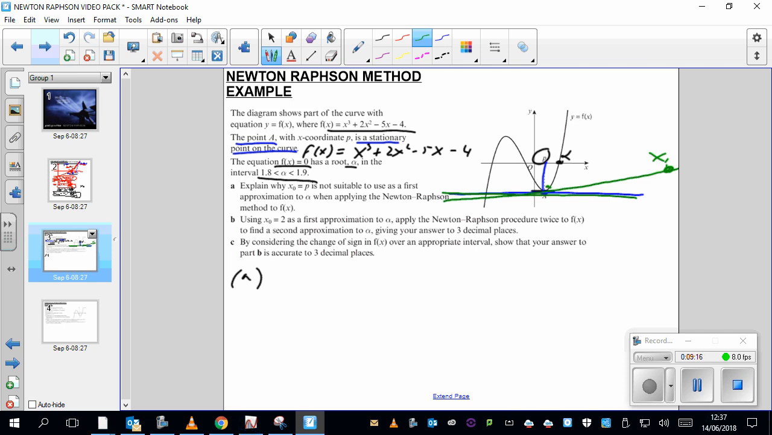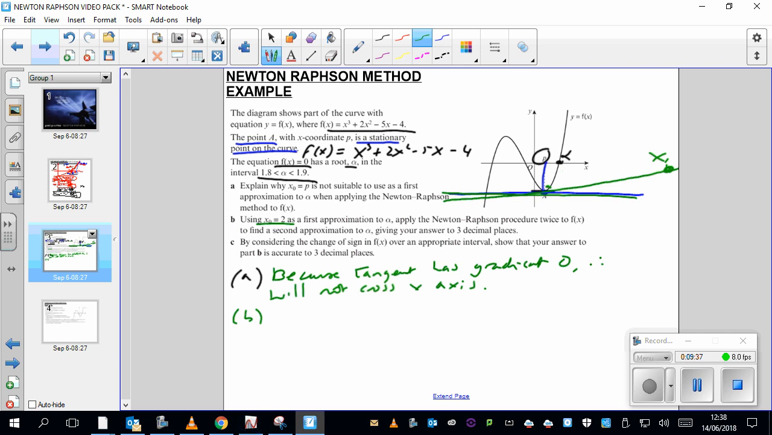So answer to A is it's not suitable because the tangent has gradient 0, so it's flat, and therefore will not cross the x-axis. Okay? Part B. So ignoring that, let's start with x0 equals 2.